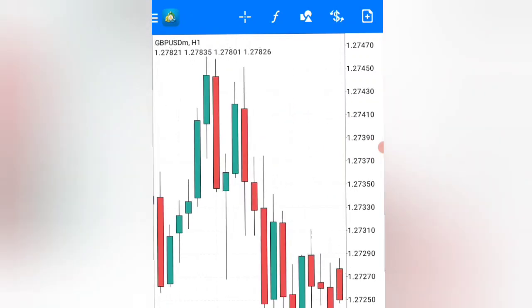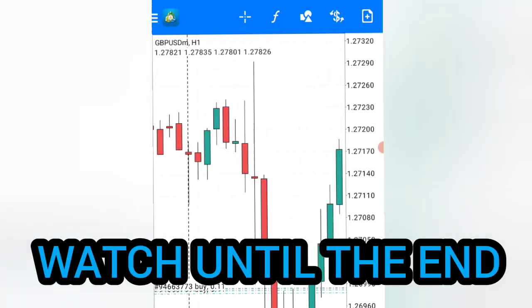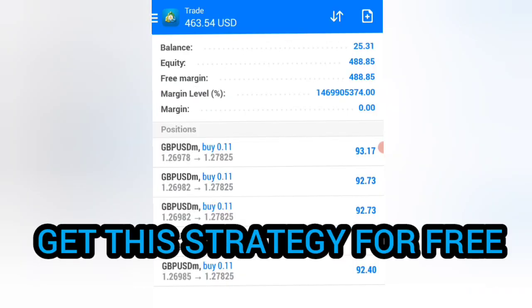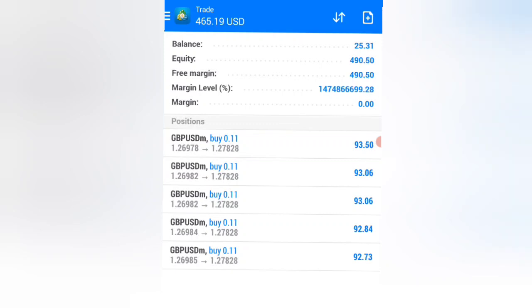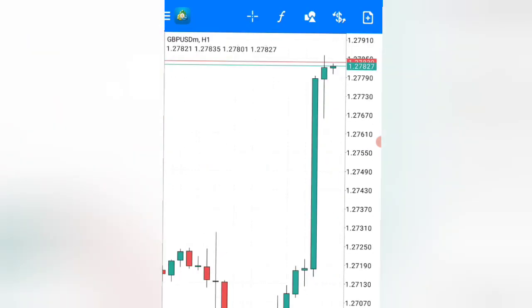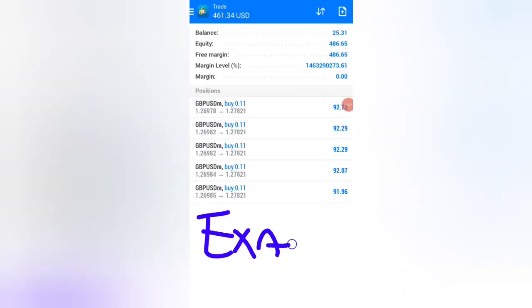And if you also want to change your life, today I'm going to be giving you a very simple trading strategy which can actually turn a $25 account into over $500. Very simple but powerful. The broker that I'm using is Xness.